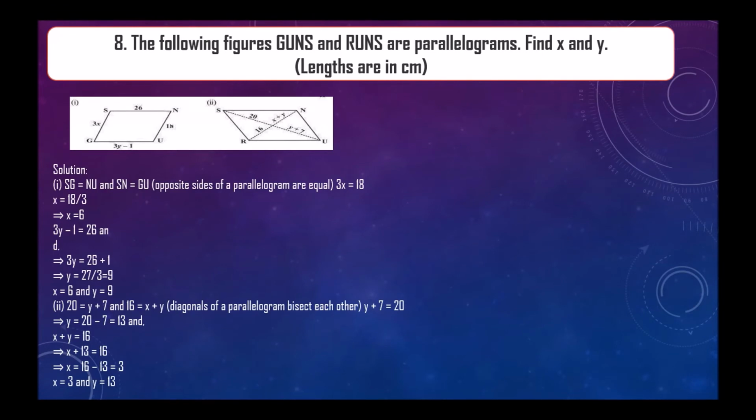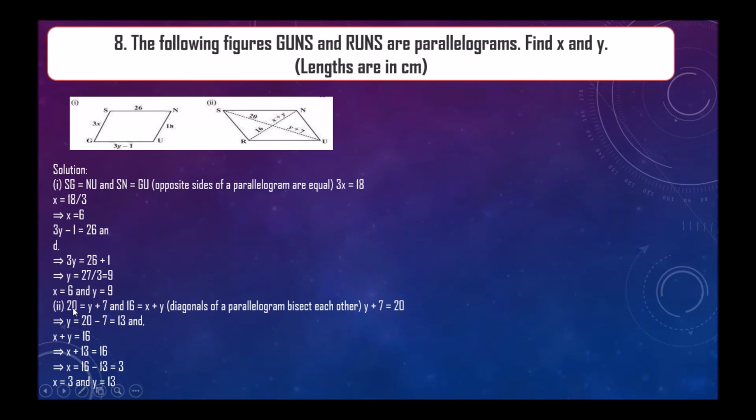Eighth question. From the following figure, GUNS and RUNS are parallelograms. Find X and Y. Lengths are in centimeters. So SG equals NU and SN equals GU because opposite sides of a parallelogram are equal. So 3x equals 18. So x equals 6. 3y minus 1 equals 26. And 3y equals 26 plus 1. That is y equals 9. X equals 6 and y equals 9 here.